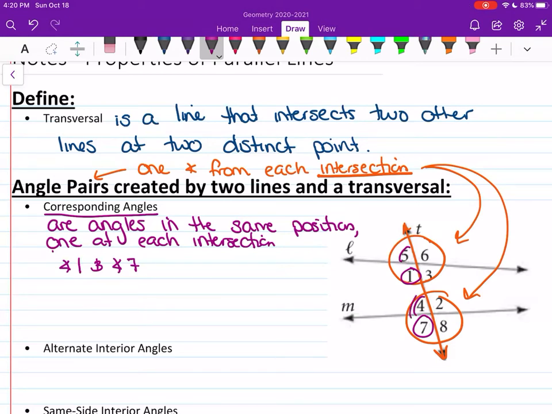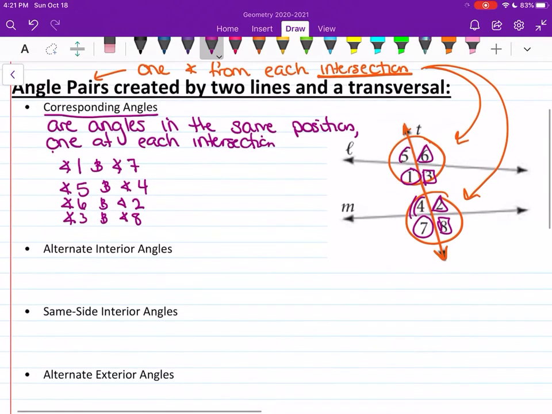Angle 5 and angle 4 are corresponding angles because they are both in the upper left corner. And then I can have angle 6 and angle 2. They're both in the upper right. And then the last one would be angle 3 and angle 8 because they are in the lower right. So those are 4 examples of corresponding angles when I have two lines and a transversal.